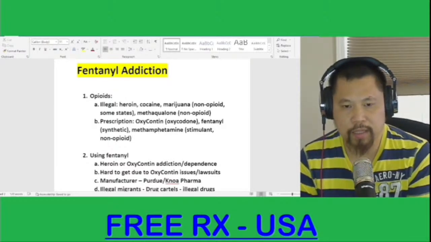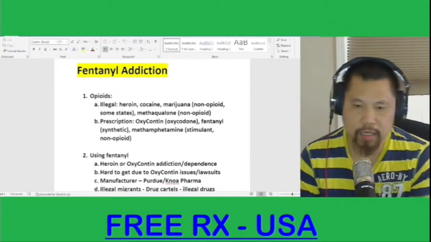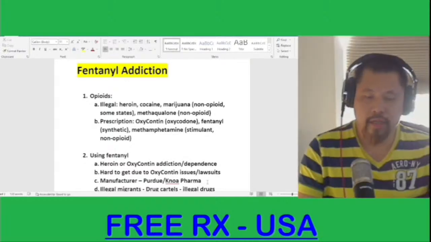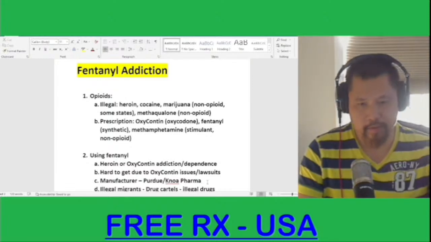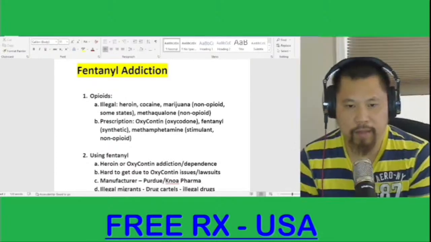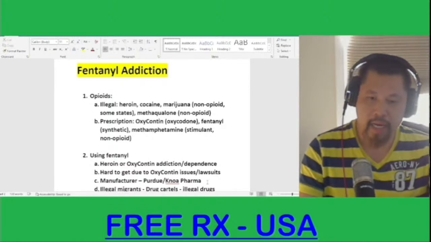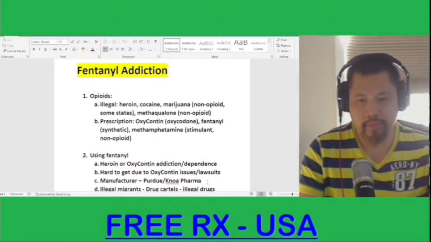Fentanyl is a synthetic opioid. And non-opioid methamphetamine is a stimulant. The prescription opioids, including OxyContin and fentanyl, are used to treat severe pain. How does it work? Fentanyl might block the pain by binding to the opioid receptors on nerve cells.